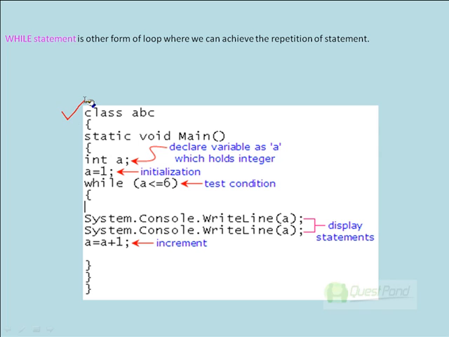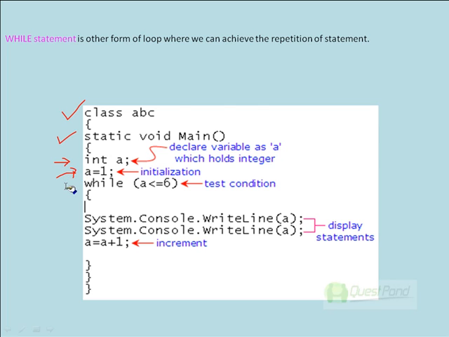First we have declared a class called ABC. After that we have written the main method, which is the starting point of the program. After that, open and close braces, in which we have declared a variable a, and this variable a will hold an integer or a number. Since it is holding a number, we have initialized this variable a to 1.